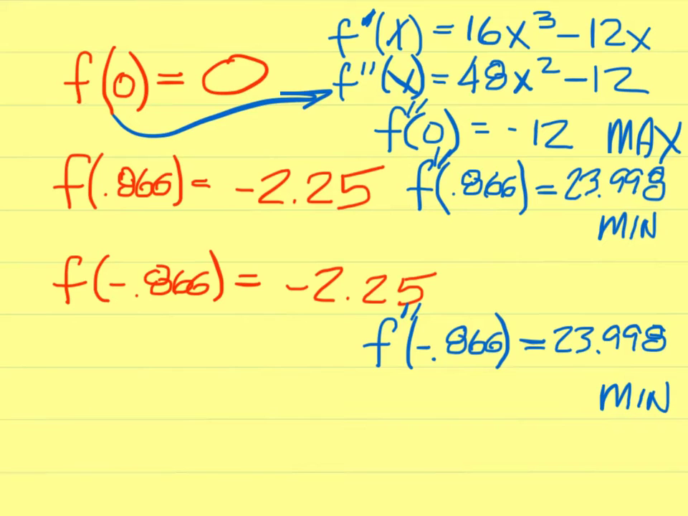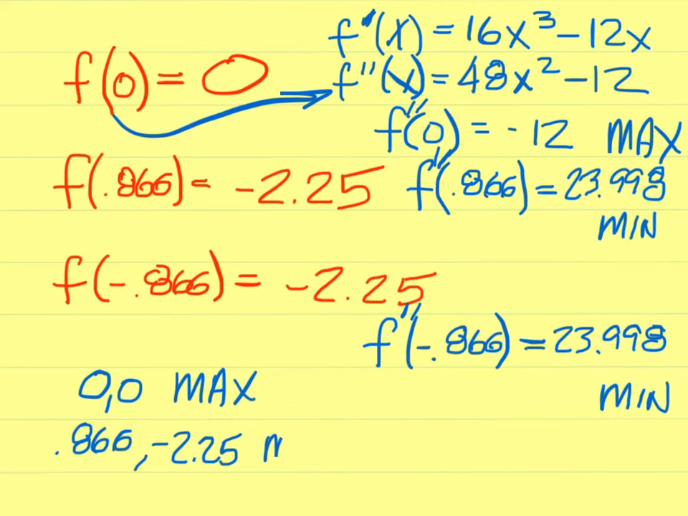So you can label your critical points with the 0, 0, and call that a maximum. And then you'll have 0.866, negative 2.25. That one's going to be a minimum. And then you'll have a negative 0.866 and then negative 2.25. That one is also a minimum.